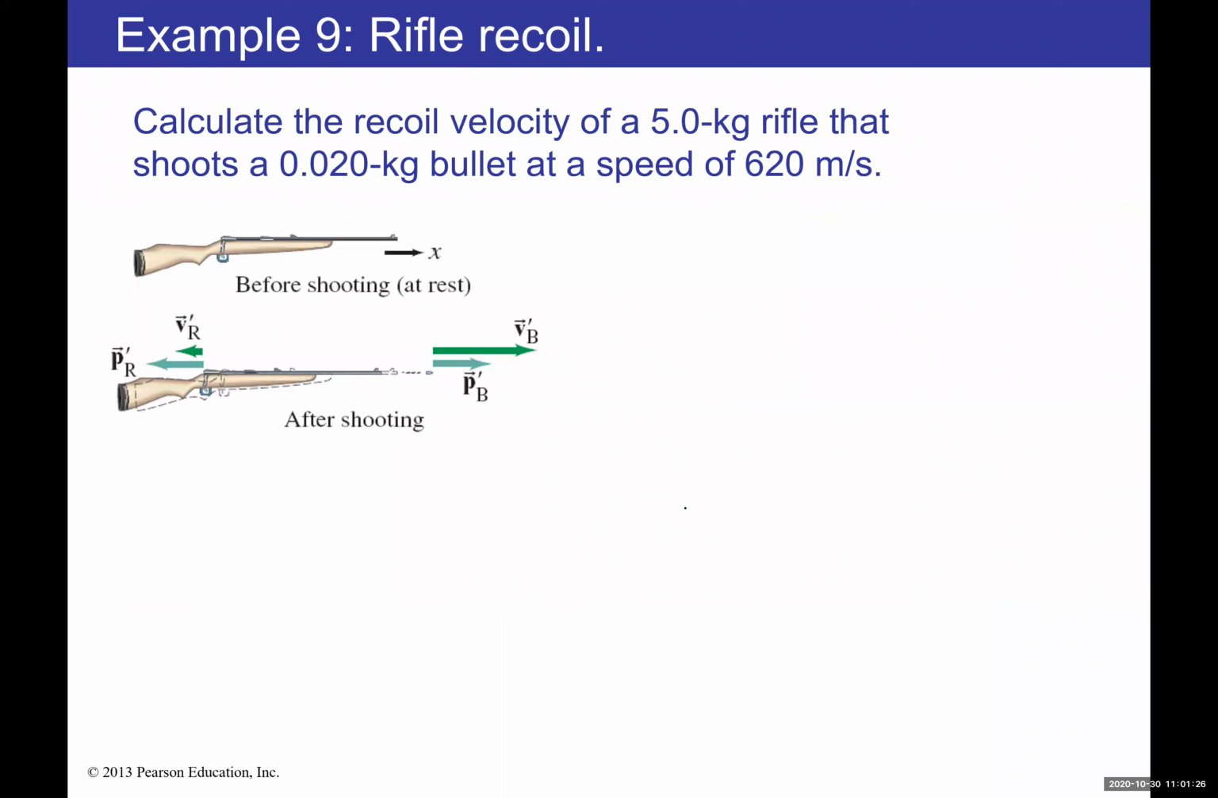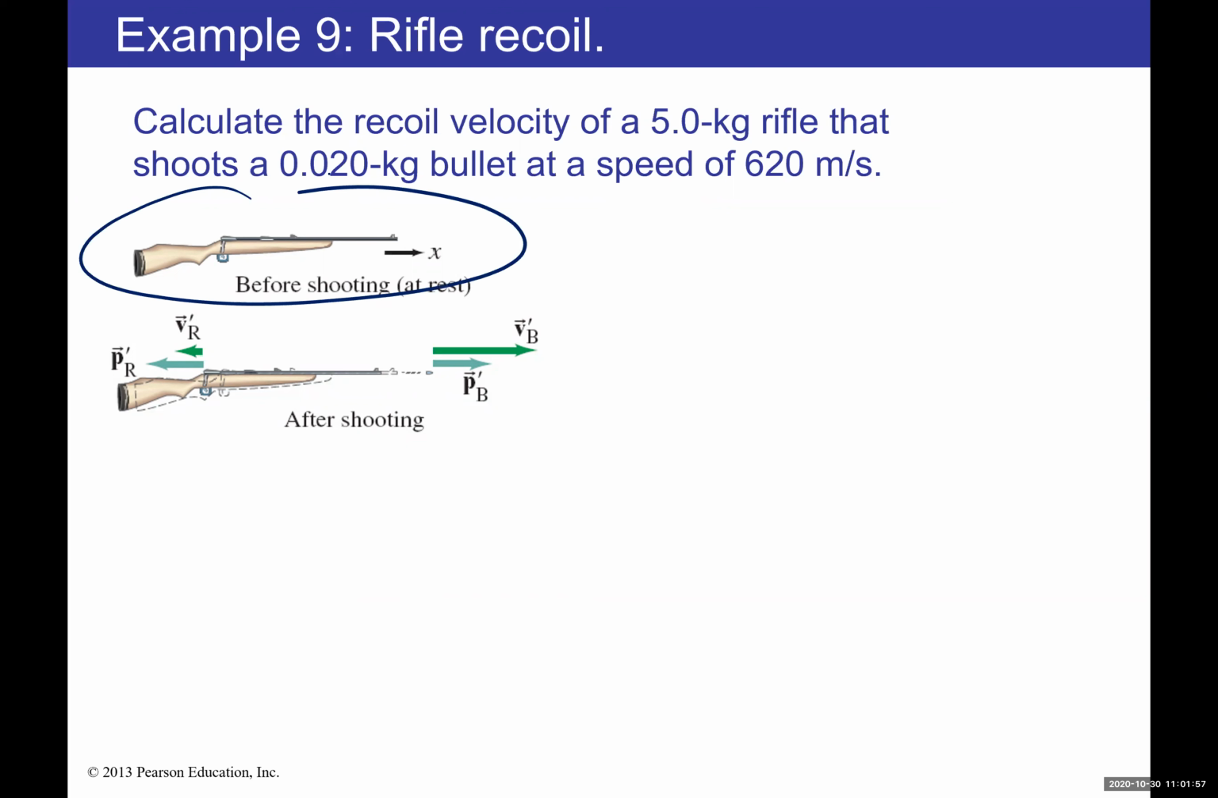Right. So we have another example similar to that, let's say you have a rifle. Calculate the recoil velocity of a 5 kilogram rifle that shoots a 0.02 kilogram bullet at the speed of 620 meters per second. Remember, if you ever shot a rifle, when you shoot, the rifle kind of recoils backwards. Why? Because of that action-reaction force from the bullet, and also because of the conservation of momentum.